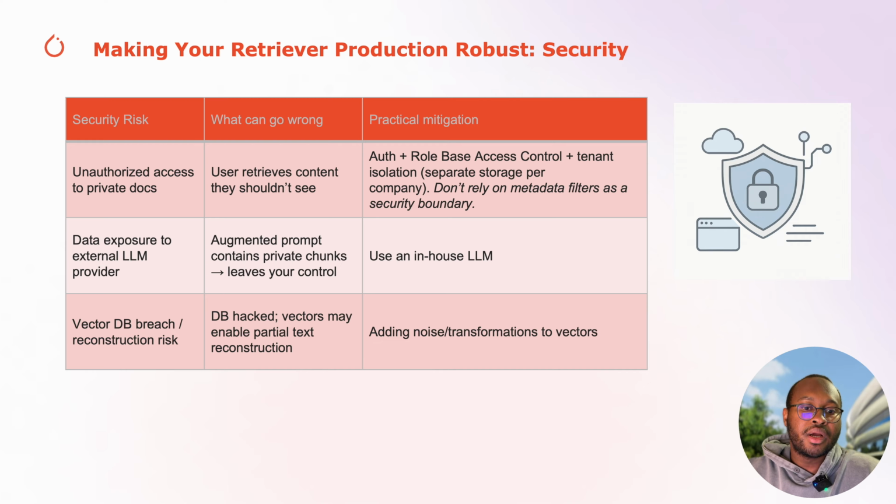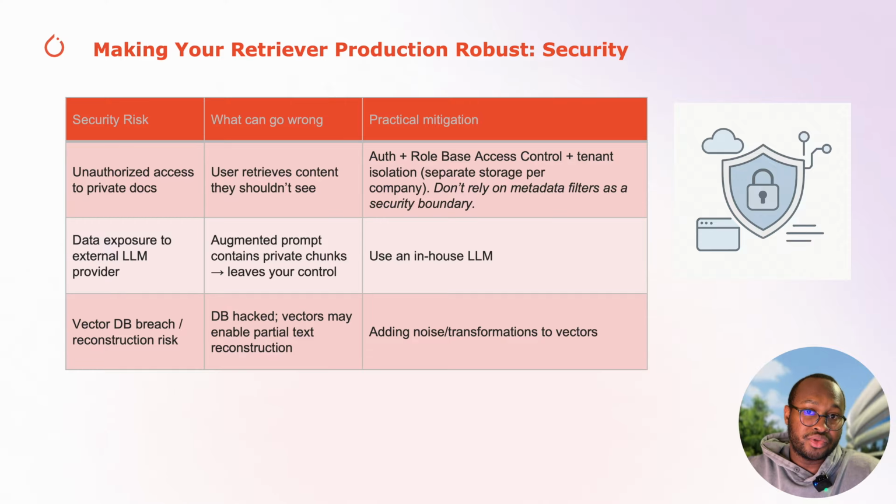Let's talk about security. There can be an issue of unauthorized access to some private data, right? Maybe a user should not see some data. You can introduce a form of authentication, or maybe role-based access control. Okay, so for different roles, they could only have certain documents retrieved. Or maybe tenant isolation. So maybe if you have many companies for your product, you can have different storage databases for each company. So essentially, metadata filter might not always be sufficient.